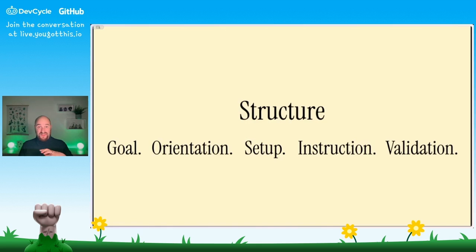Next is the actual thing that we're here to write, the actual instruction itself. What are you teaching? The actual steps. And then finally, validation. Does it work? What might some common failures look like?